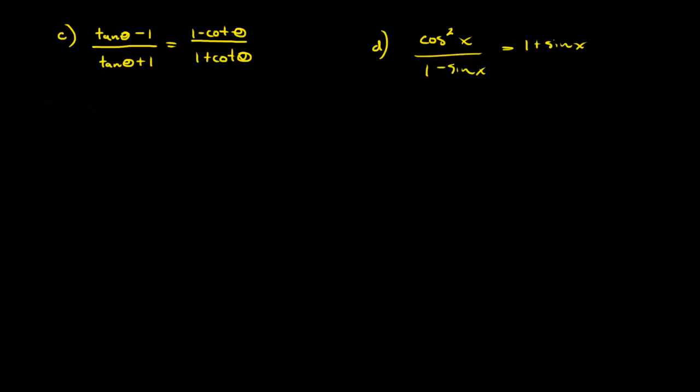The next two identities can be a little bit tricky. In C, we're asked to show that tan theta minus 1 over tan theta plus 1 is equal to 1 minus cotan theta over 1 plus cotan theta. So the first thing I'm going to do is break this up into the left side, which is equal to tan theta minus 1 over tan theta plus 1. The right side is 1 minus cotan theta over 1 plus cotan theta.